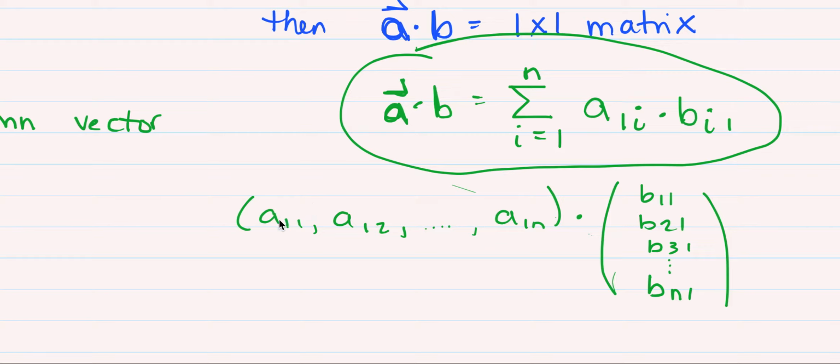was we said that A11 times B11. So we started with 1 here and a 1 here. That's exactly what the summation says. Start with 1, so it'd be A11 times B11. Then plus, when i is 2, it'd be A12 times B21. And then so on, all the way to A1n times Bn1, which would be the last two things you need to multiply. Okay?